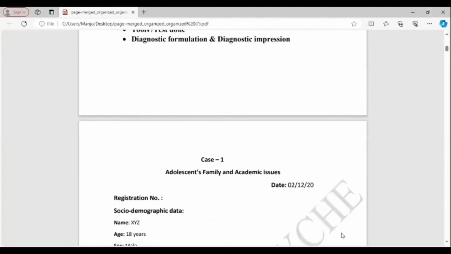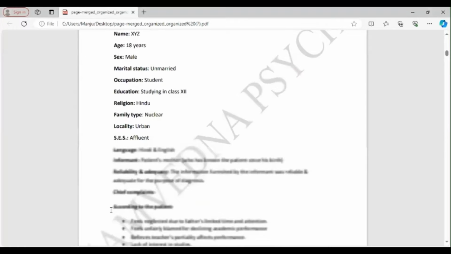In a case report, first of all the case number is written, followed by the title of the case, date and the registration number. Then socio-demographic data of the patient is collected, which includes name, age, sex, marital status, occupation, education, religion, family type, locality, socio-economic status, and language. The information about the informant is recorded. In this case, the patient's mother is the informant.